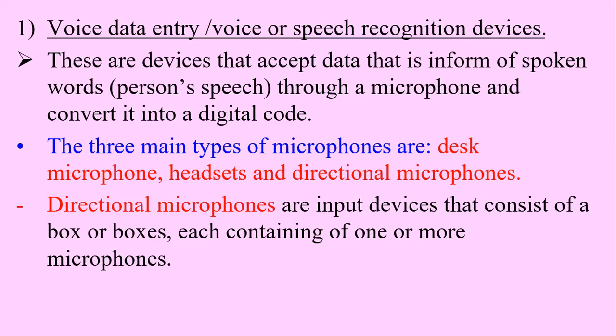What is voice data entry or voice or speech recognition devices? These are devices that accept data that is in form of spoken words, that is a person's speech, through a microphone and convert it into a digital code. The 3 main types of microphones that can be used are desktop microphone, the headsets, and directional microphones. Directional microphones are input devices that consist of a box or boxes, each containing 1 or more microphones.